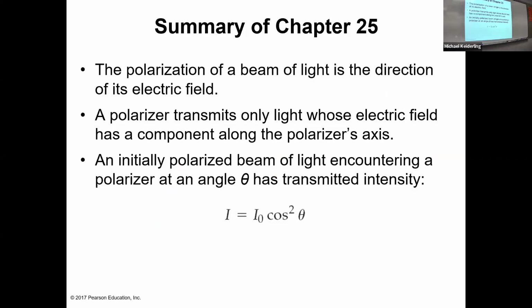And the polarization of a beam of light is the direction of its electric field. And a polarizer only transmits light whose electric field has a component along the polarizer's axis. And an initially polarized beam of light encountering a polarizer at angle theta has a transmitted intensity of I naught, the initial intensity, times the cosine of that angle squared.